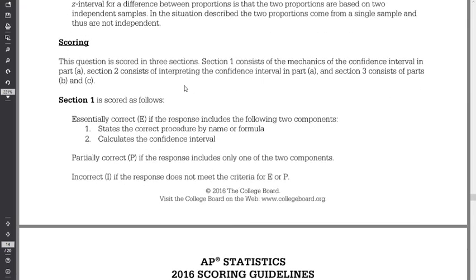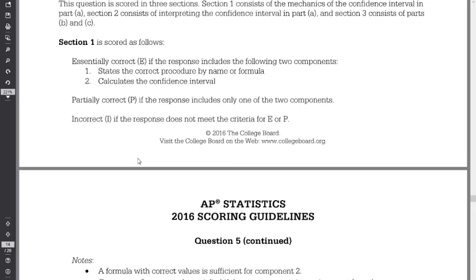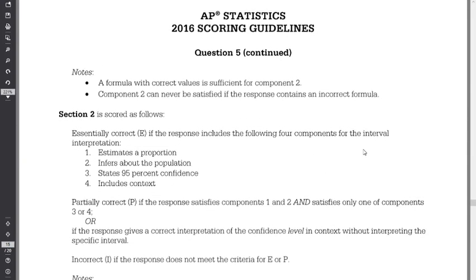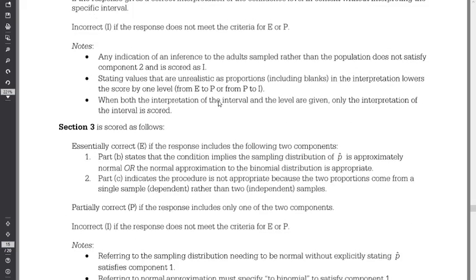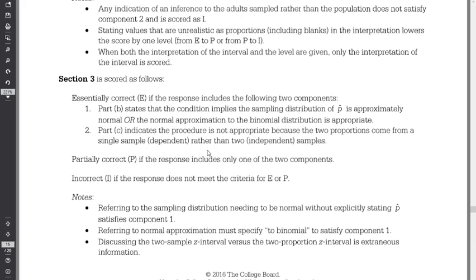So again, the way that the scoring is broken down, you needed to state one proportion Z interval or give the formula, and then calculate out the confidence interval correctly. Then the next part is about your interpretation of the confidence interval, making sure you wrote the sentence correctly. Most of you did a good job on that. And then to get full credit, you had to get both parts B and C correct. So I'd say some of you earned partial credit because you got part C. That's where most of you fell.